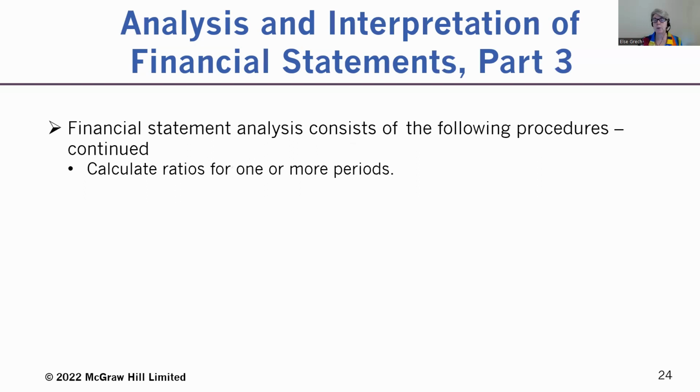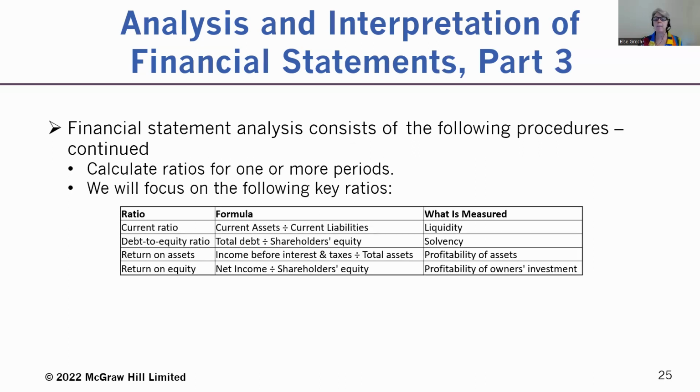The next procedure in financial statement analysis is to calculate ratios for one or more periods. So keep in mind, we've done all the vertical and the horizontal. We've reviewed the financial statements. We've made any adjustments to the policies to make sure that they're comparable. Then we're going to do ratio analysis. And our main focus is on the current ratio, the debt to equity ratio, the return on asset ratio, and the return on equity ratios.